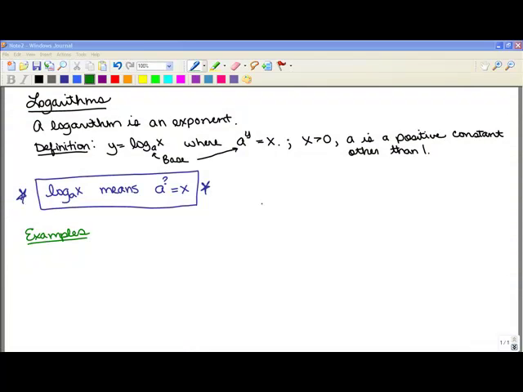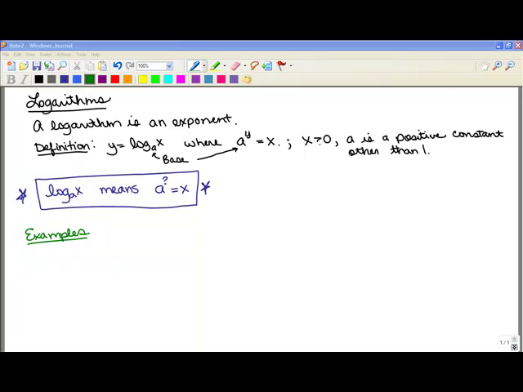This video will teach you how to find logarithms. A logarithm is an exponent. The definition of a log is y equals log base a of x, where a to the y power equals x. A is the base of the logarithm, and a remains the base of the power.